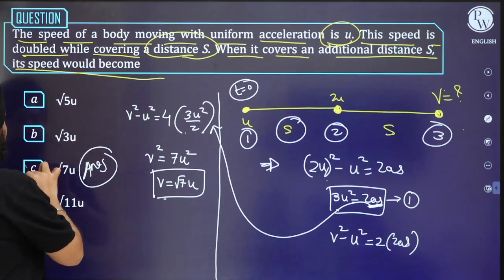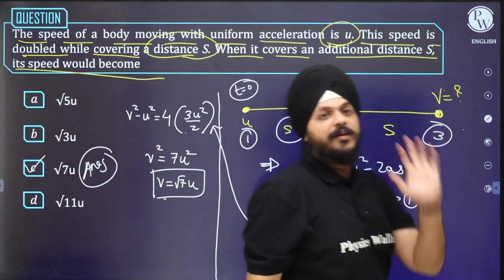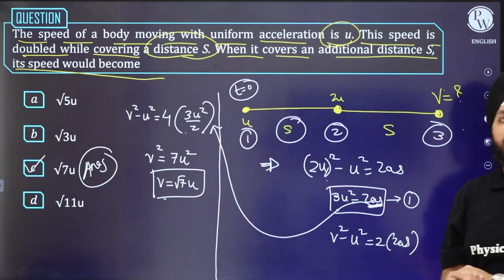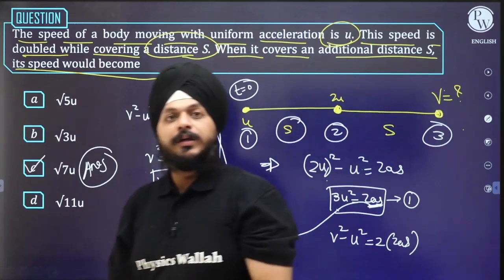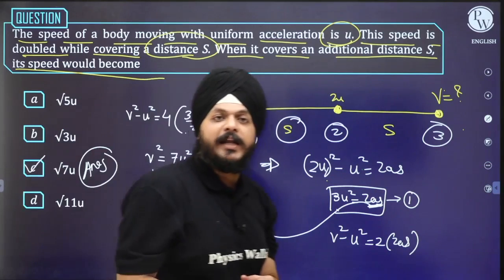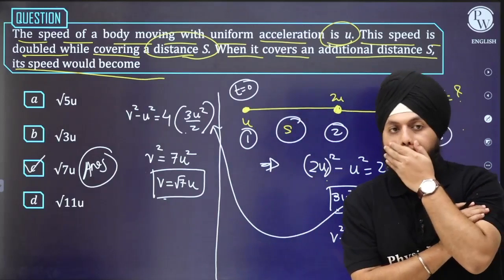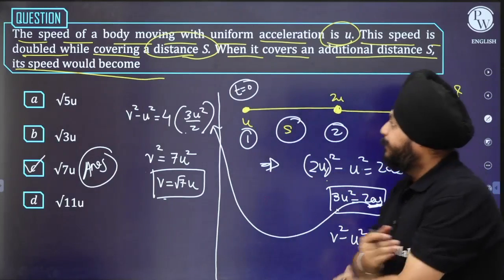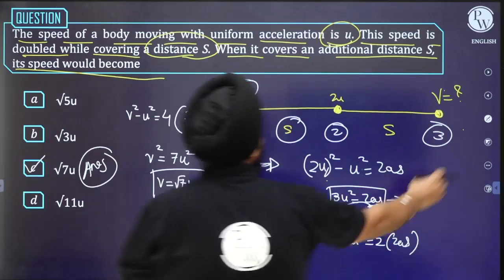At the end of covering the distance 2s, the final velocity of the particle will be under root of 3u. Is it clear? Is it clear? Okay, now moving forward to the next question.